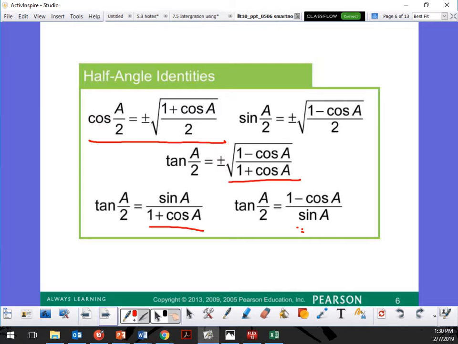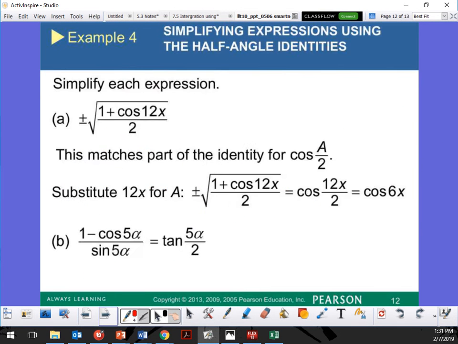So my A value is whatever is over here with this cosine. In this case, it's 12x. So where does that 12x need to go? It's going to be over here. For the cosine, the 12x goes back in for the A, so it's going to be 12x over 2. So this whole identity goes along with just cosine 6x.